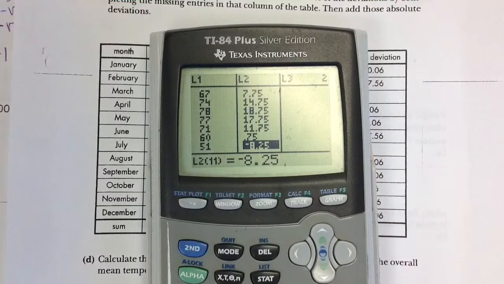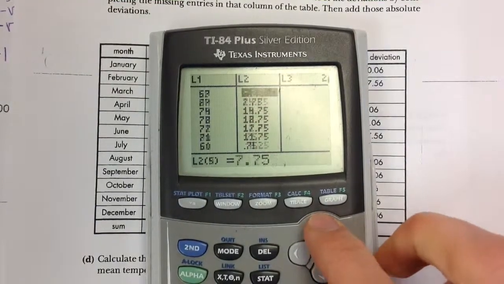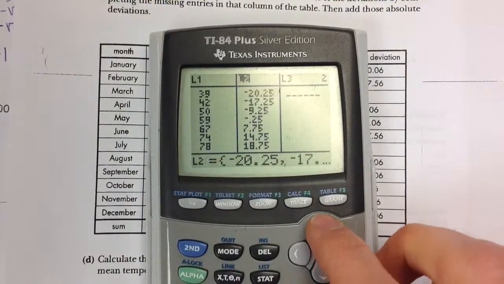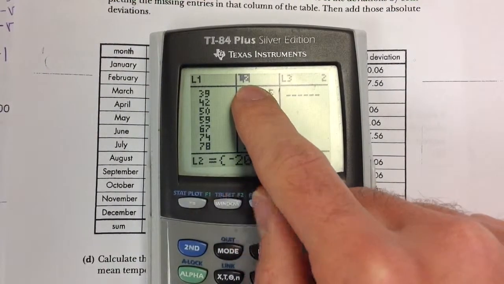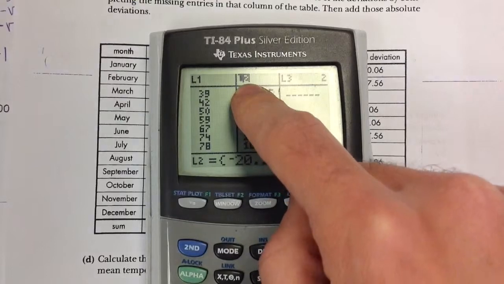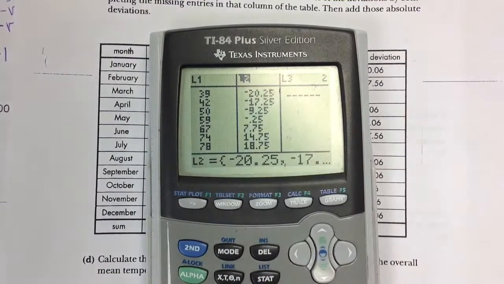Okay? You must enter the operation at the very top, like where the heading is. Okay. We good?